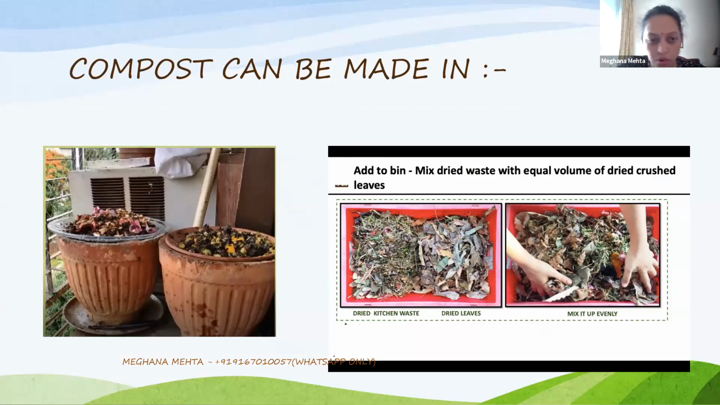Now, these pots, gamlas, which we use for growing plants, have holes at the bottom. And it is made of earth, that is an earthen pot, so it provides aeration also. So aerobic respiration will be happening with the microbes. So what we can do is start composting in pots like this. When one pot is full, we can go on to another pot.